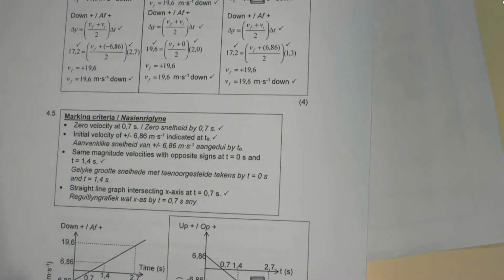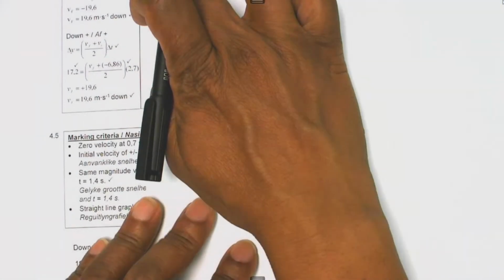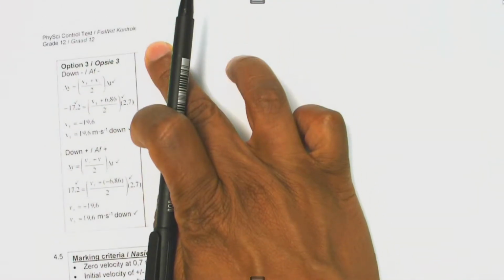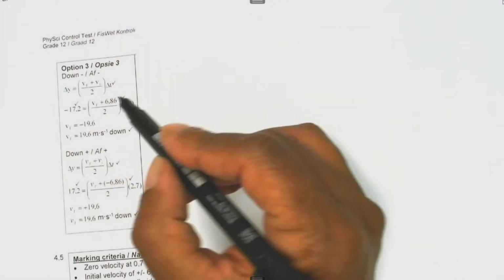And then option number 3. In option number 3, for the whole motion, what is it that we are looking at? We are saying for that option, we can use the formula delta Y.